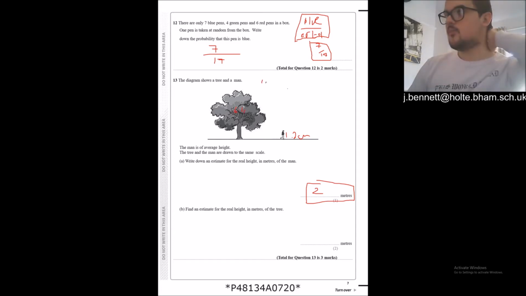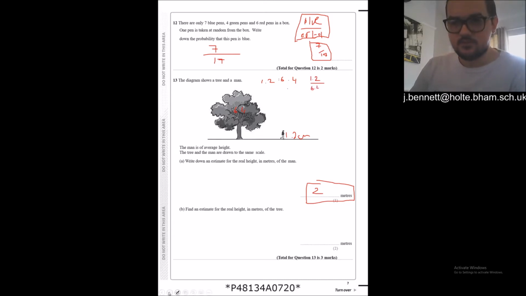So we're going from 1.2 to 6.4. For every 1.2 centimeters the man is, we have 6.4 for the tree. So how do we get from 1.2 to 6.4? Let's express this as a fraction, and then we can work out our scale factor. Actually, I've done that the wrong way around, because we want to work out what we're multiplying 1.2 by to get the 6.4. So we put 6.4 on the top and 1.2 on the bottom.